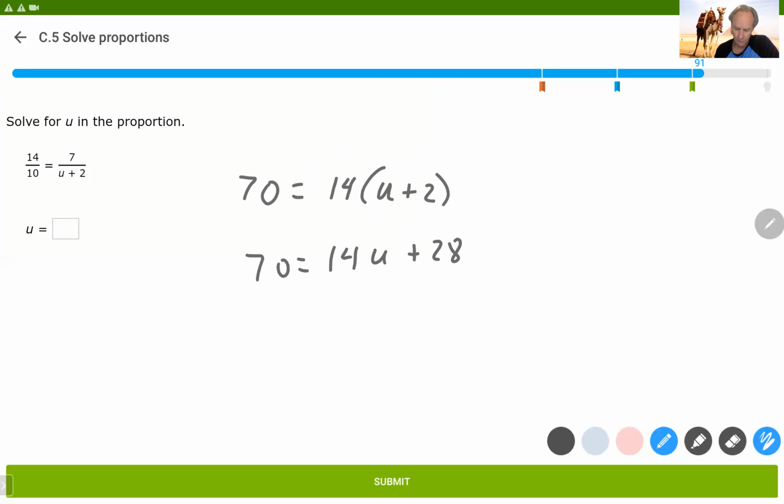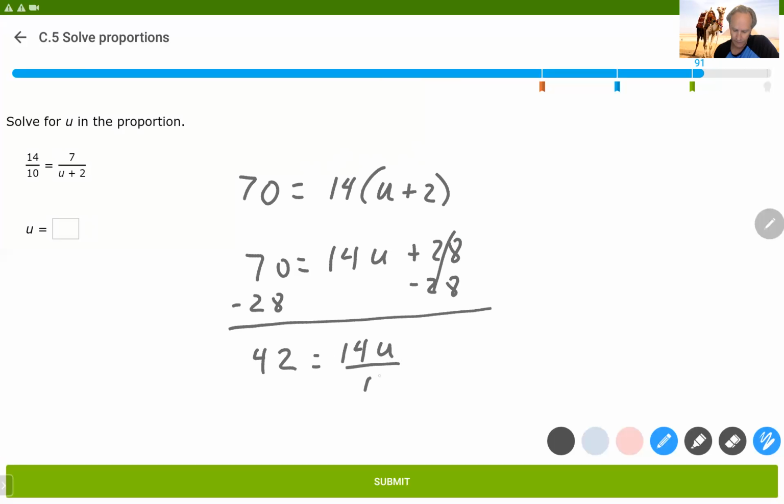You have to subtract the 28, and you get 14u, and 70 minus 28 is 42, and we divide by 14, and we get u equals 3. Perfectly acceptable method, probably the most common one.